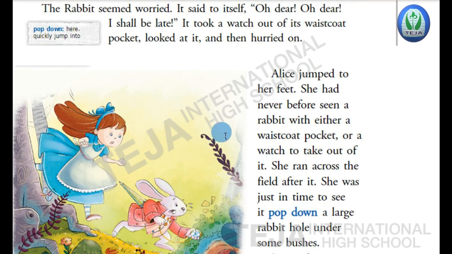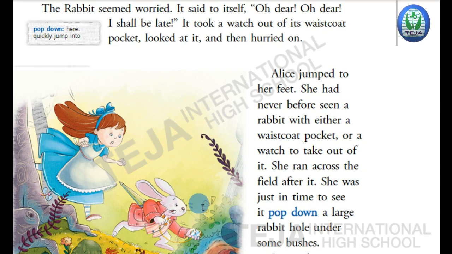Now, by seeing the rabbit with pink eyes, and also the rabbit is talking. It took out the watch and, seeing the time, said to itself, oh dear, I shall be late. By seeing all this, Alice at once jumped and ran. She started running after the rabbit, as she never saw any rabbit with a waistcoat pocket or a watch. So she ran across the field after the rabbit.